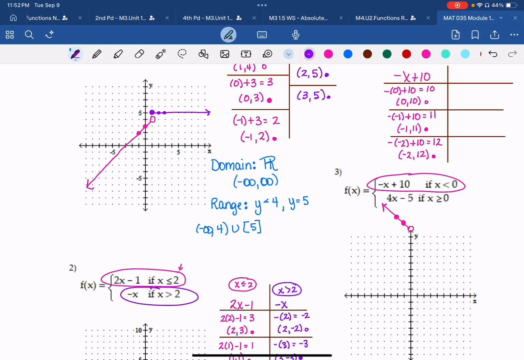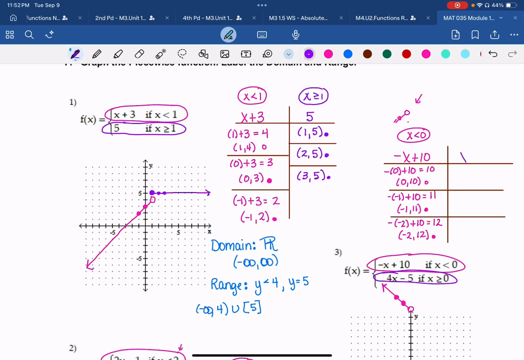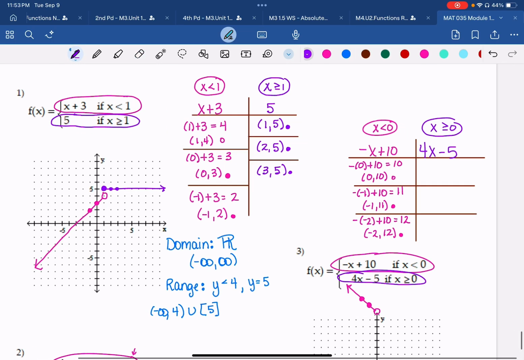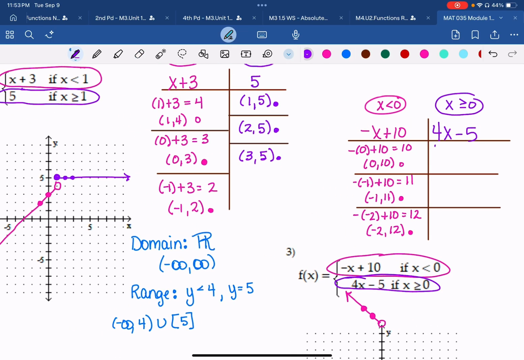All right, now we're going to do this one. Same idea. So 4x minus 5. And that's only when x is greater than or equal to 0. Okay. So, again, I'm going to start with 0. So 4 times 0 minus 5. So that's going to give me 0 minus 5, which is negative 5. So my ordered pair is going to be 0, negative 5. And that one's going to be closed since it was or equal to.